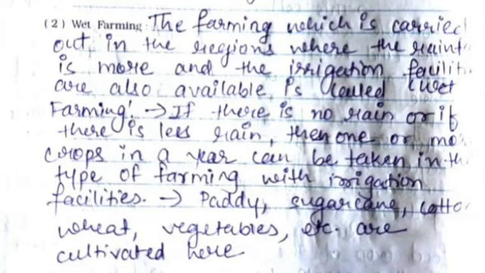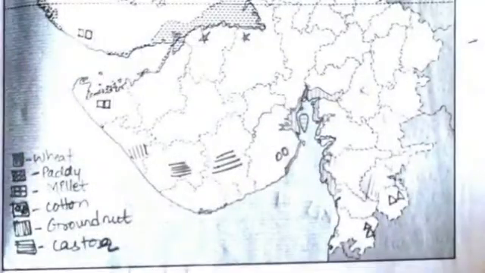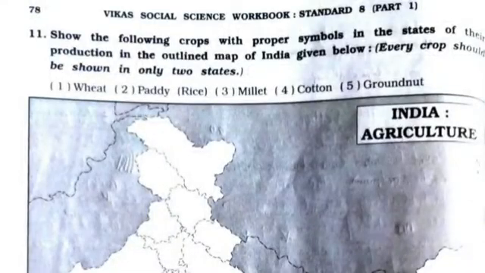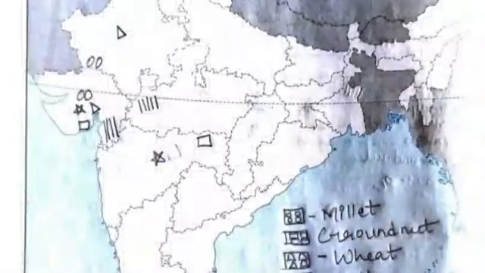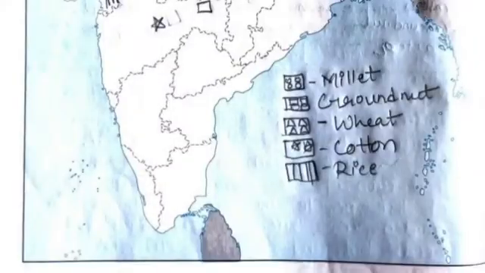are cultivated here. Now question number 10, that is show the following crops with proper symbols in the districts of their production in the outline map of Gujarat given below. So you can see from the map and complete in your workbook. 11th question is show the following crops with proper symbols in the states of their production in the outline map of India given below. So you can just see from the map of India and complete in your workbook.